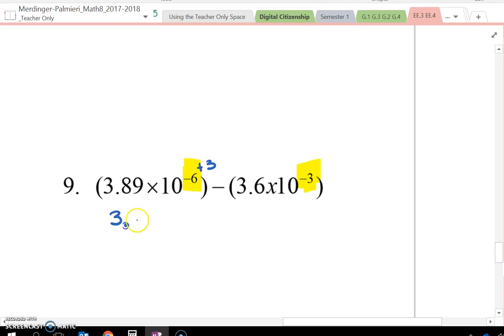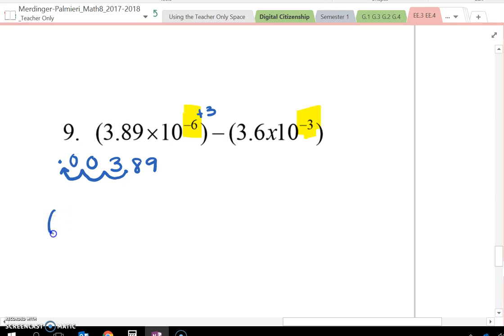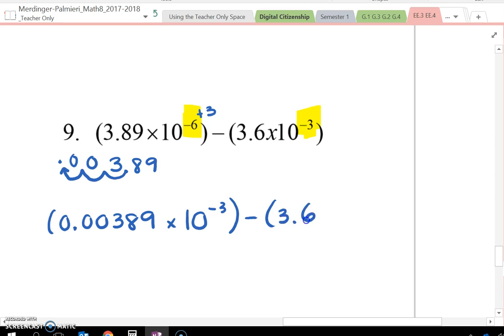So I have 3.89, and adding 1, 2, 3 spaces. We're going to fill in with some zeros. So let's rewrite 0.00389 times 10 to the -3rd power, and I am subtracting that by 3.6 times 10 to the -3rd power.